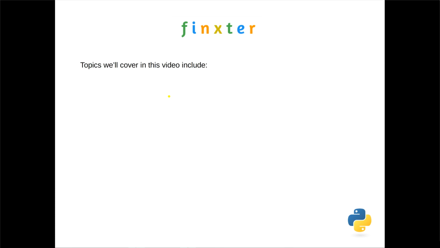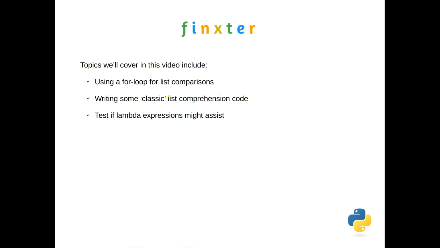In providing answers to this, we'll look at a number of options, all of which provide answers to a greater or less degree. We'll write a basic for loop for list comparisons. Then we'll move to a more classic list comprehension. We'll also explore lambda expressions and see if they might assist in this situation. And then we'll look at a couple of built-in Python functions, which we'll speak about shortly.